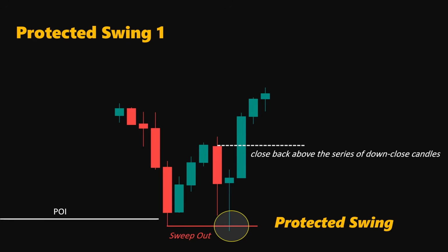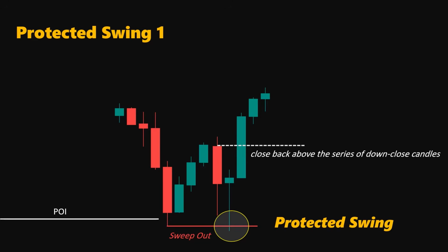So you can see here, this is the low. We identify the series of down close candles that created it. Once price closes above this level, I mark it as a protected low. From this point on, I expect it to hold if the trend is going to continue higher.